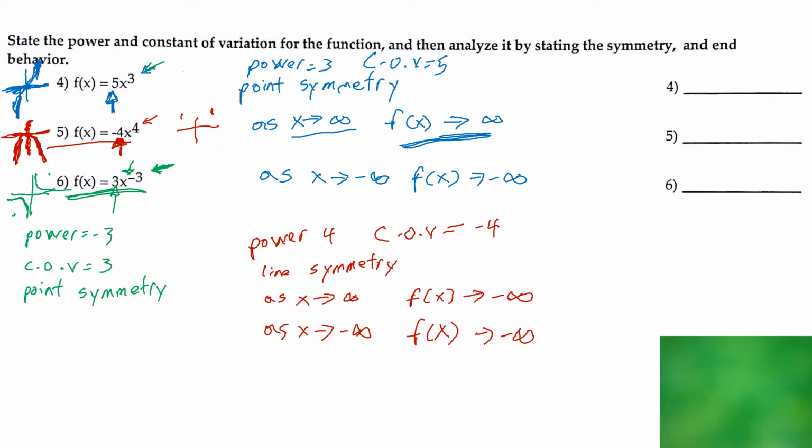This time when we go to the right, our function is getting closer to 0. And when we go to the left, our function is getting closer to 0. So we're going to say that as we go to the right, our function is getting closer to 0. And as we go to the left, our function is also getting close to 0.